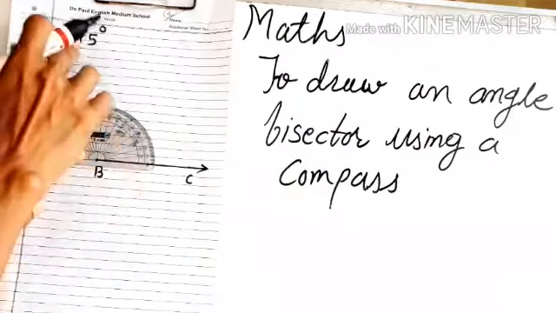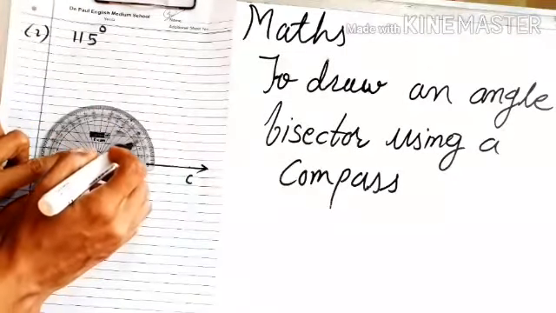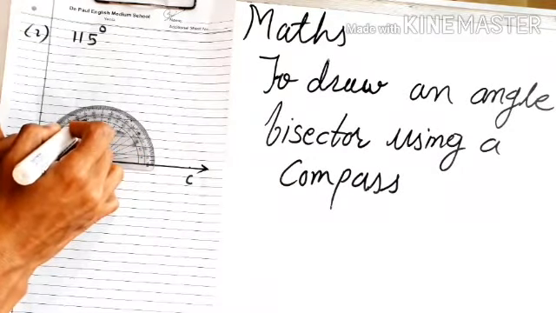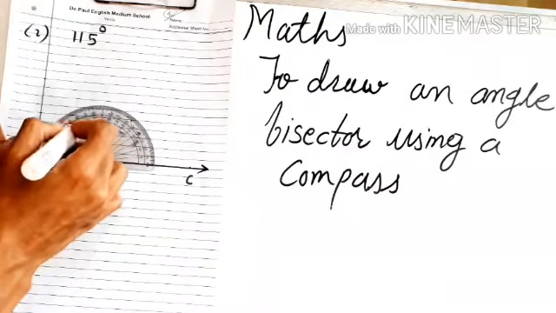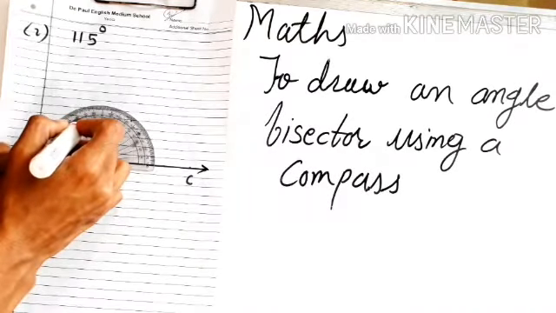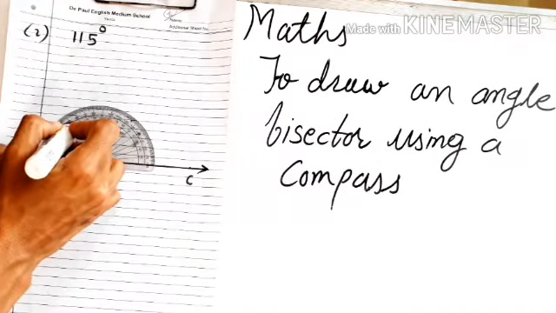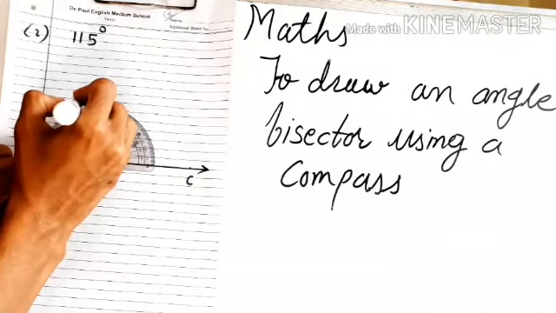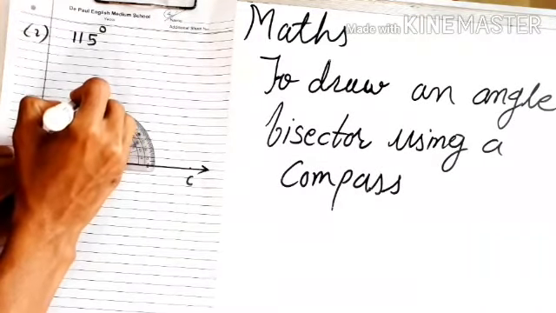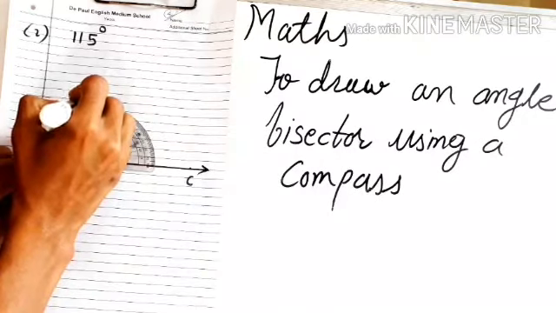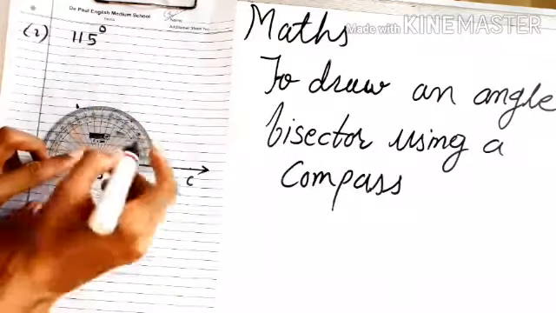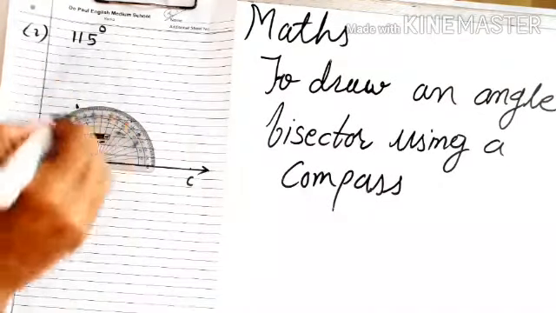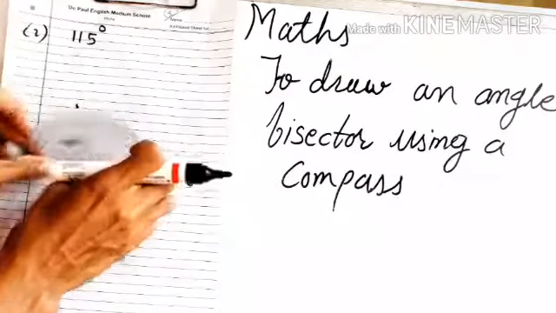Now we want 115 degrees. So 0, 10, 20, 30, 40, 50, 60, here 90, 100, 110. Now where is the 115? It will come between 110 and 120. In the middle, there is one vertical line, a little bigger. There you have to mark 115. Each line of this protractor shows 1 degree. So after 110, 5 lines means 115 degrees.